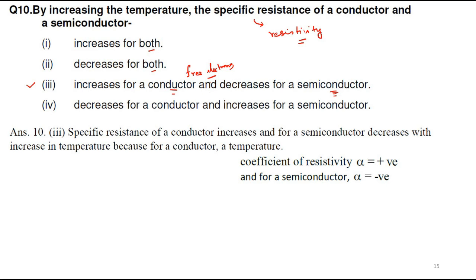More charge carriers at high temperatures, whereas for a conductor it is the relaxation time of free electrons. The mechanism itself is different. That's why specific resistance increases for a conductor and at the same time decreases for a semiconductor. These explanations are for your understanding only, so that you can easily give the correct answer. Option 3 is the correct answer. Fine.